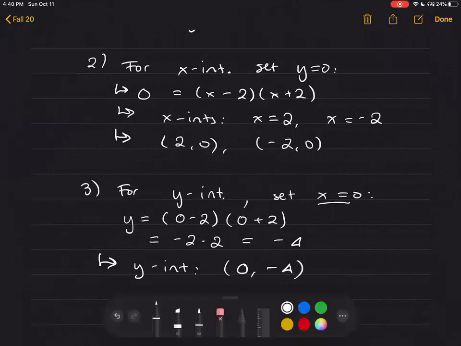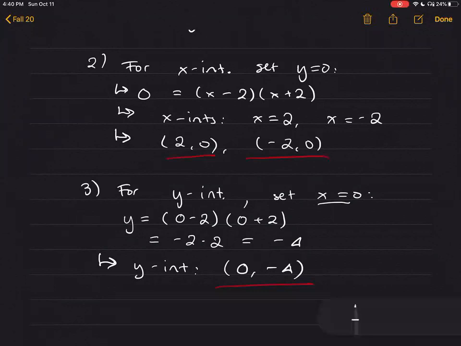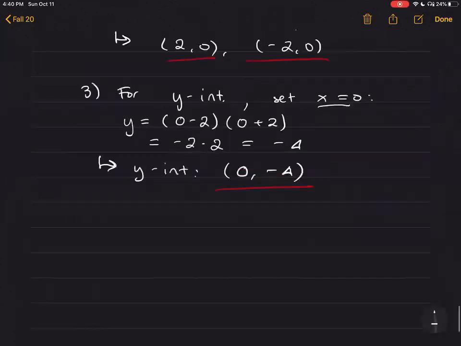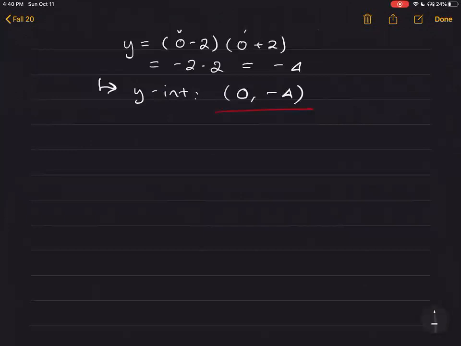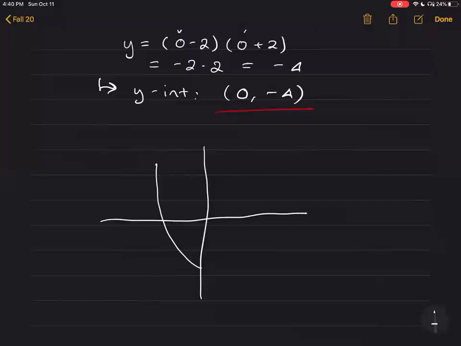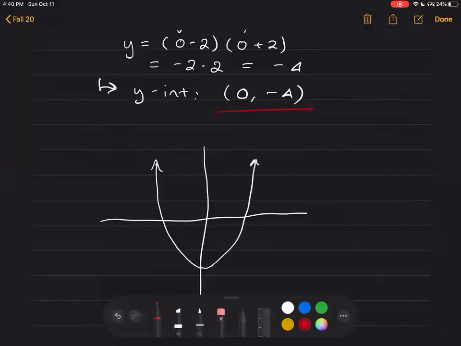So these 3 points are our intercepts, which is good because now, if you graphed this, you would see that the parabola looks like this, and that this here is this point, and the x-intercepts are right here, right? So if you did graph this, you would find that it does cross the y-axis at (0, -4), and it does cross the x-axis at (2, 0) and (-2, 0).